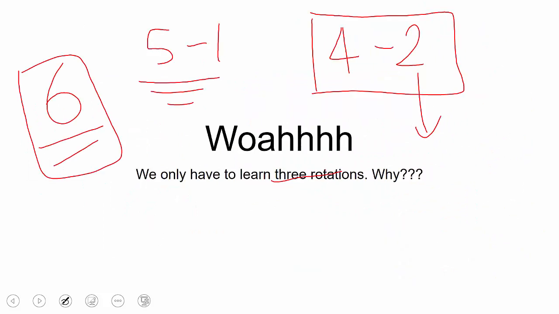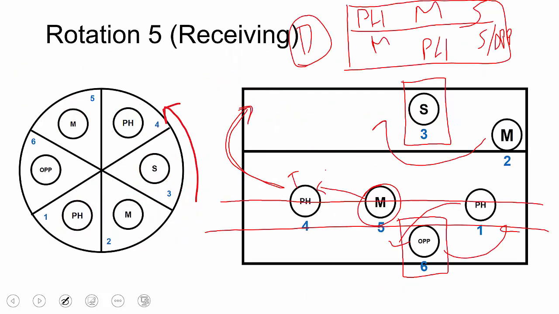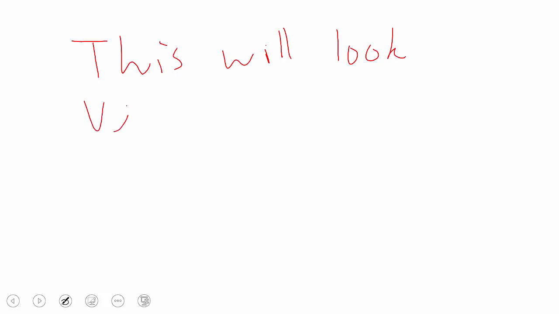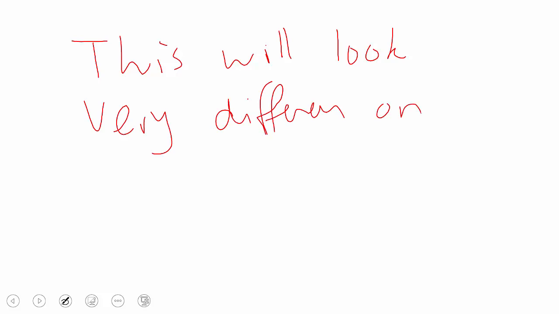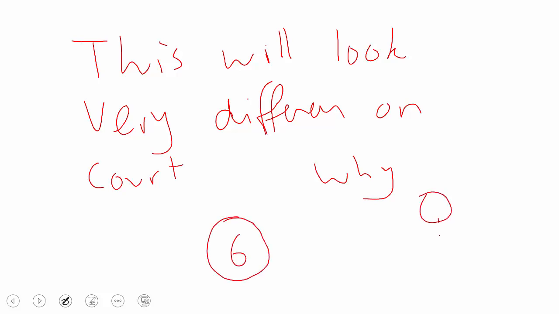Yeah, and it's quite confusing at the start, and it's really weird, especially because we're on paper, looking just at these diagrams here. Right, in real life, it's going to look very different. This will look very different on court. Okay, why? It's because you're not circles. You don't look like this. You actually look like a person. Smiley, I hope.